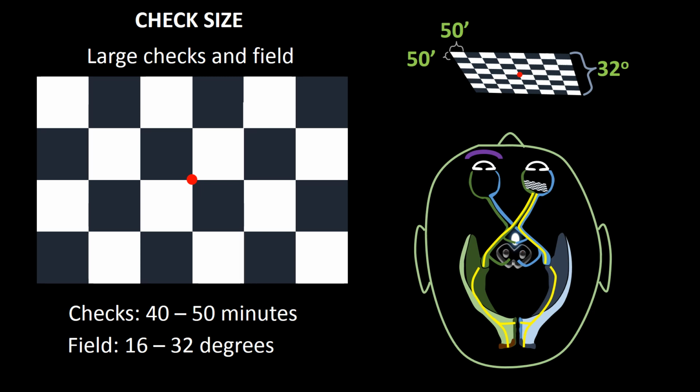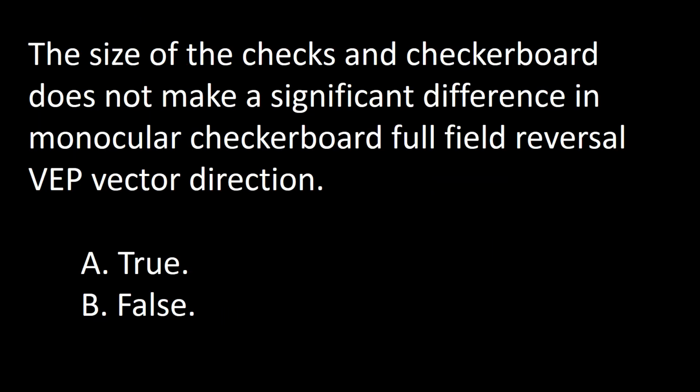The use of larger boards with larger checks, that is checks of 40 to 50 minutes and boards of 16 to 32 degrees, also produces a field with the vector pointing to the mid-occipital region. So the answer to this question is true.